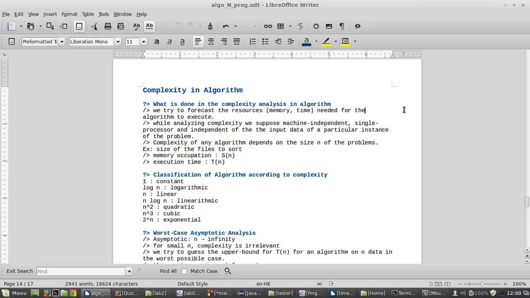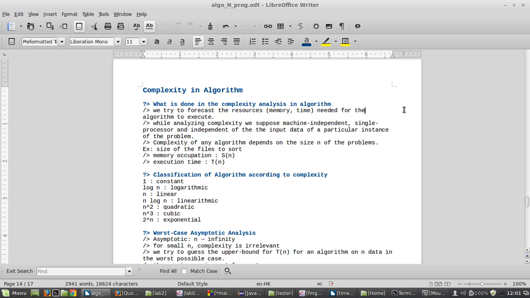And now we are going to discuss the complexity in the algorithm. That means what is the complexity of using a particular algorithm. Complexity means what memory it uses and what execution time the particular algorithm takes to execute the program, solve the problem, or perform the actions. So this we are going to discuss here.